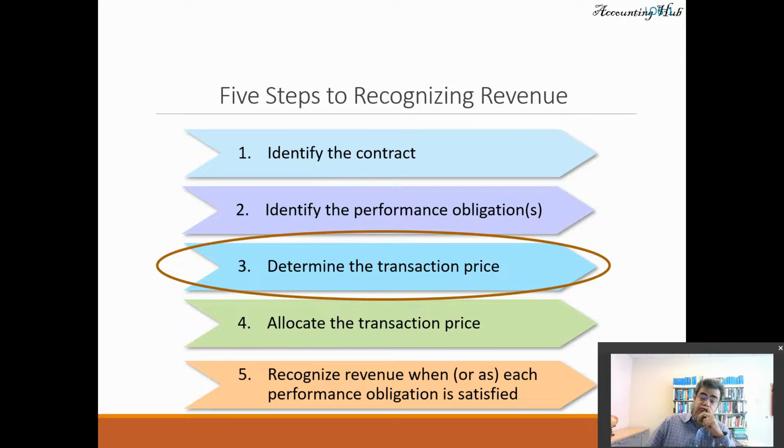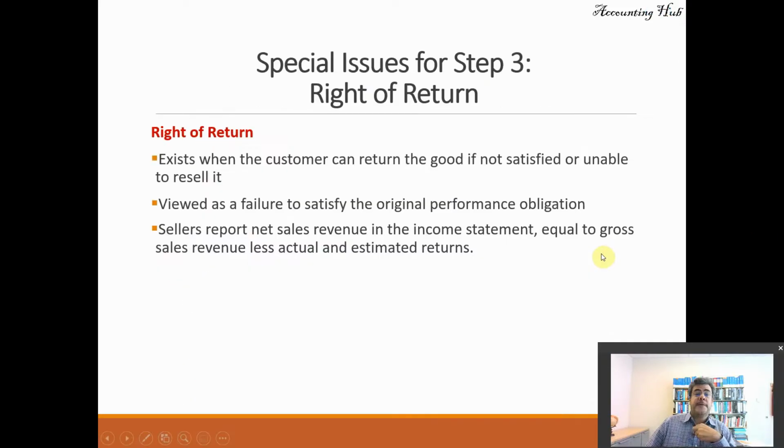So what is the problem with the transaction price here? Is the right of return. So here in the US and some countries, the right of return exists when the customer can return the good if not satisfied or unable to resell it. View it as a failure to satisfy the original performance obligation. And sellers report net sales revenue in the income statement, equal to gross sales revenue less actual and estimated returns.